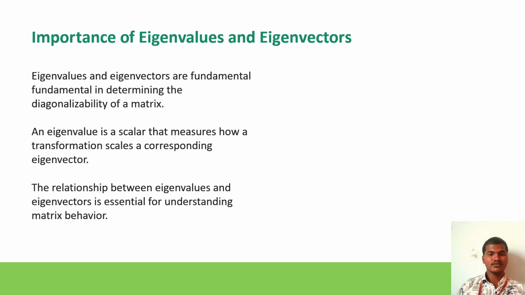Importance of eigenvalues and eigenvectors. Eigenvalues and eigenvectors are fundamental in determining the diagonalizability of a matrix. An eigenvalue is a scalar that measures how a transformation scales a corresponding eigenvector. The relationship between eigenvalues and eigenvectors is essential for understanding matrix behavior.